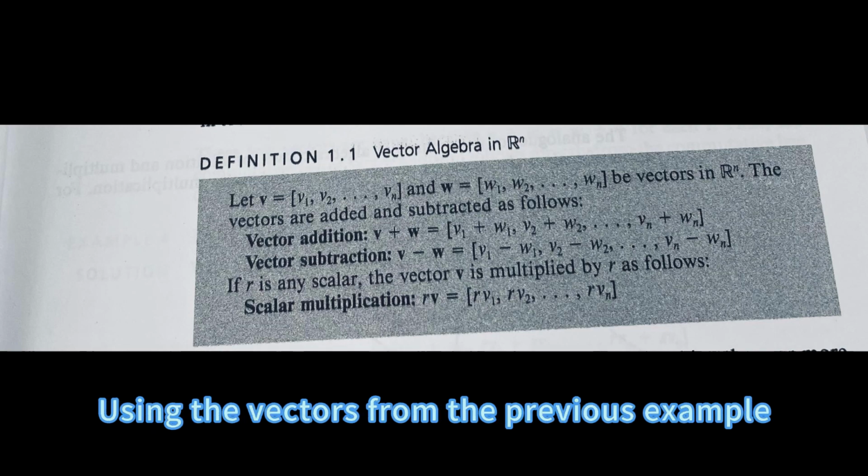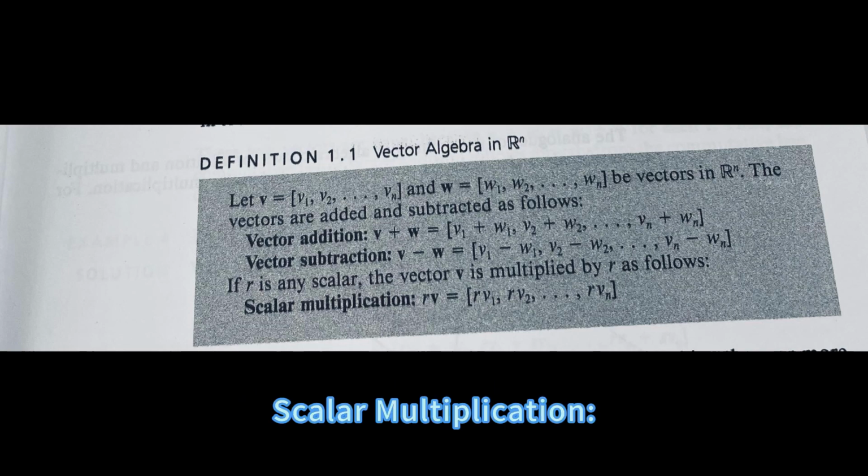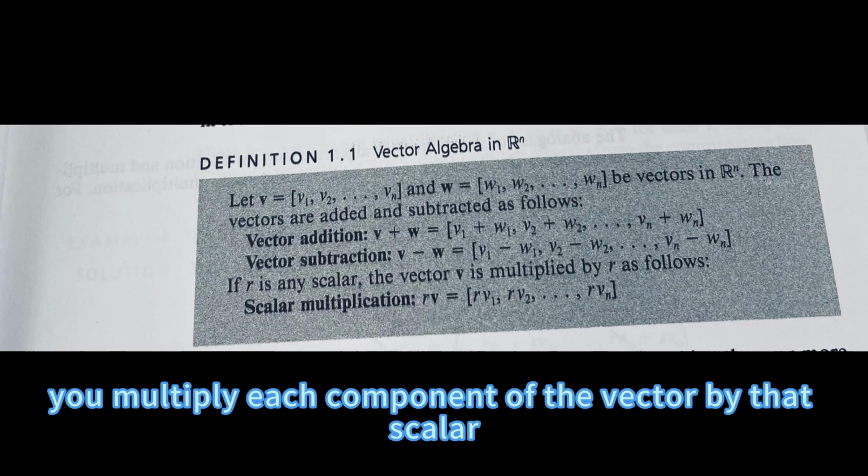Using the factors from the previous example, the difference between factor 1 and factor 2 will be a new factor with components x1 minus x2 and y1 minus y2. Scalar multiplication. When you multiply a factor by a scalar, which is a single number, you multiply each component of the factor by that scalar.